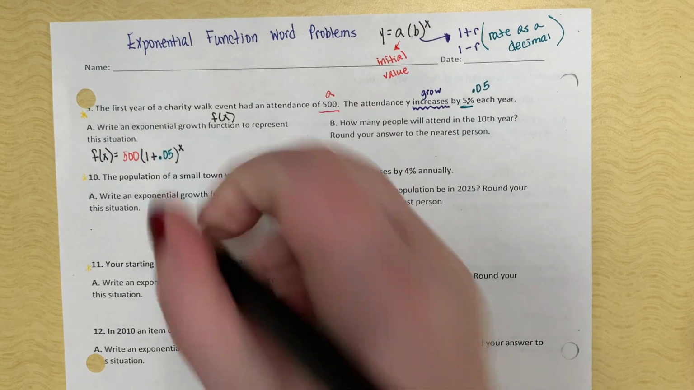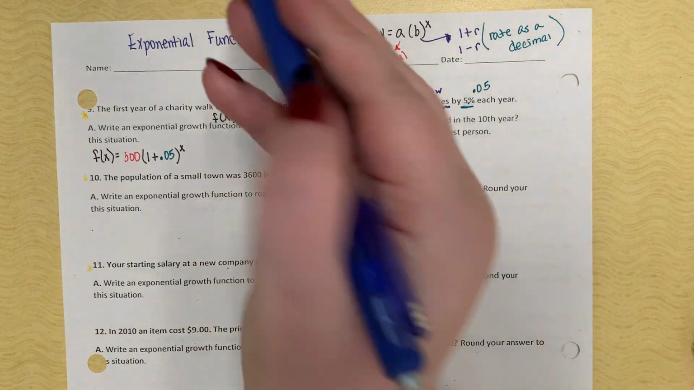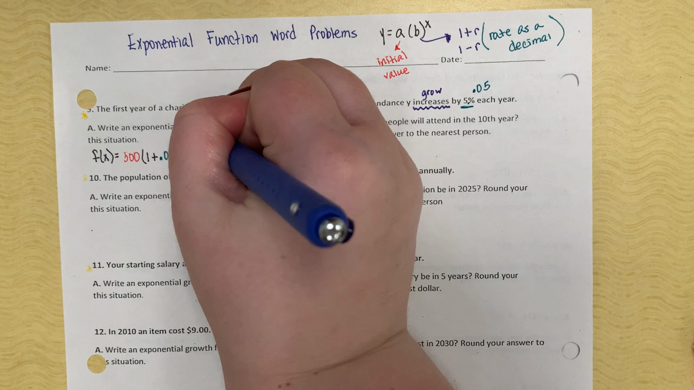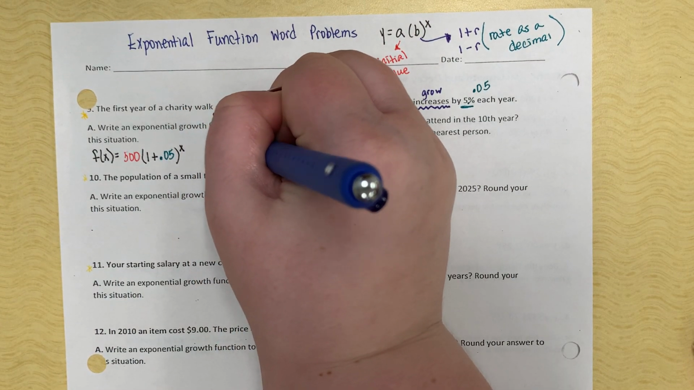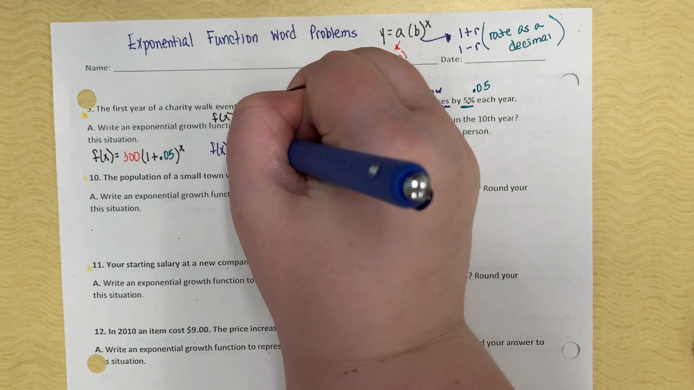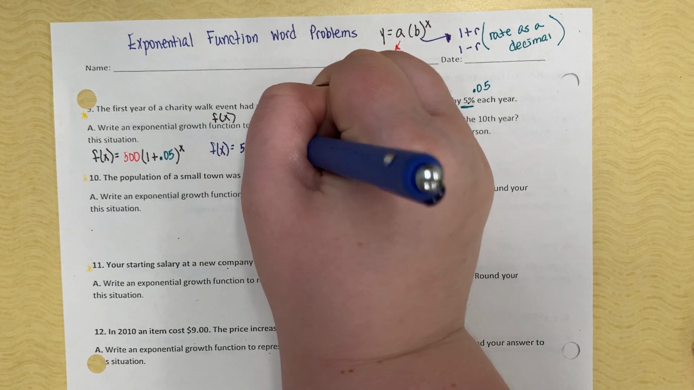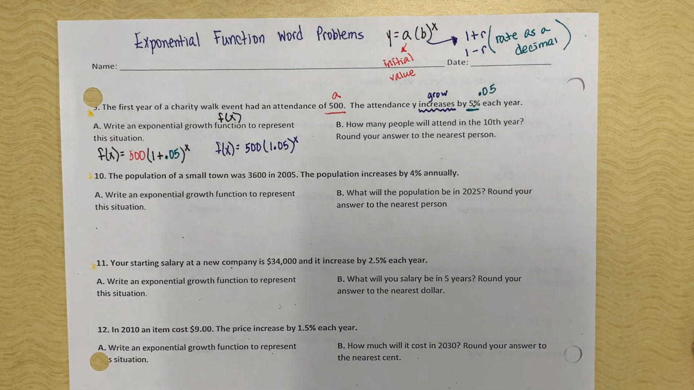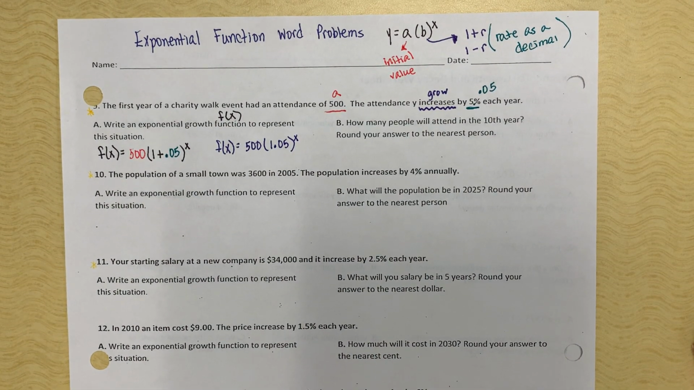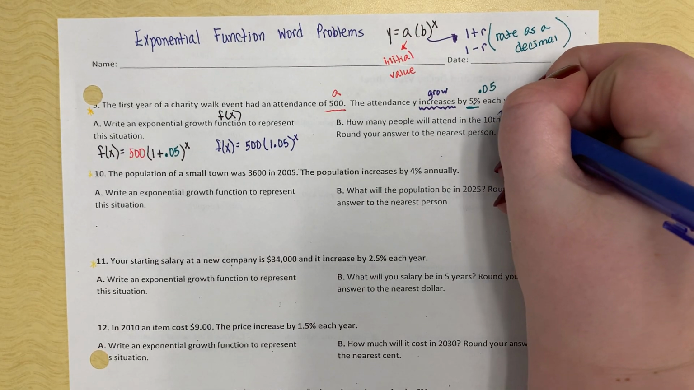So, the best answer would be f of x, function, equals our initial value 500, people came the first year, times 1.05, growing, greater than 1, to the x. Now, sometimes you'll see, instead of an x, you'll see t for time. It just depends. Okay, so how many people will attend in the 10th year? 10th year, that would be our x value.